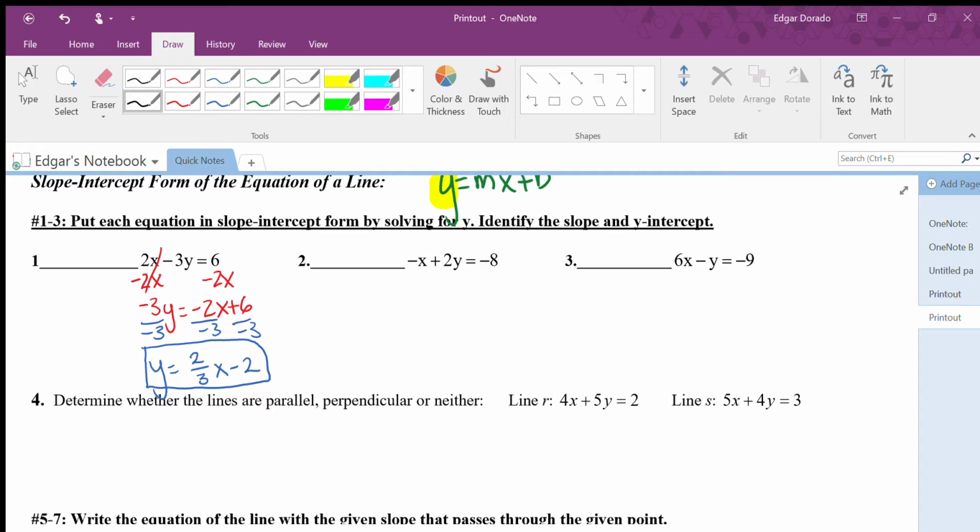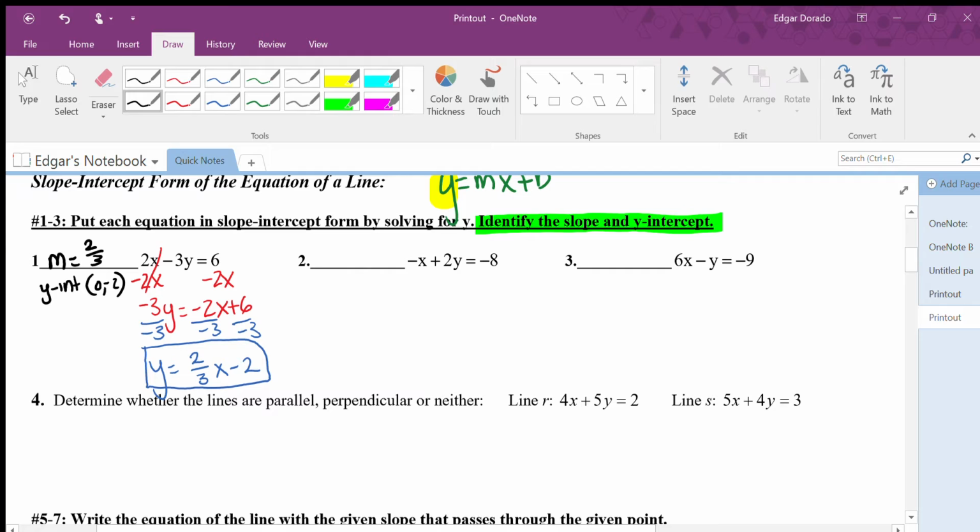So from here, we can find our slope and y-intercept. My slope is 2/3, and my b, or my y-intercept, is the point 0, negative 2.